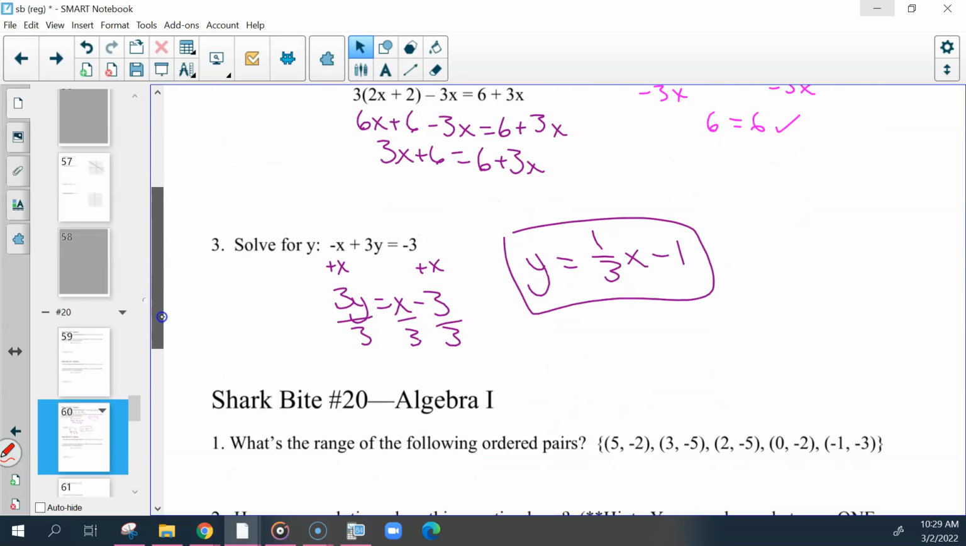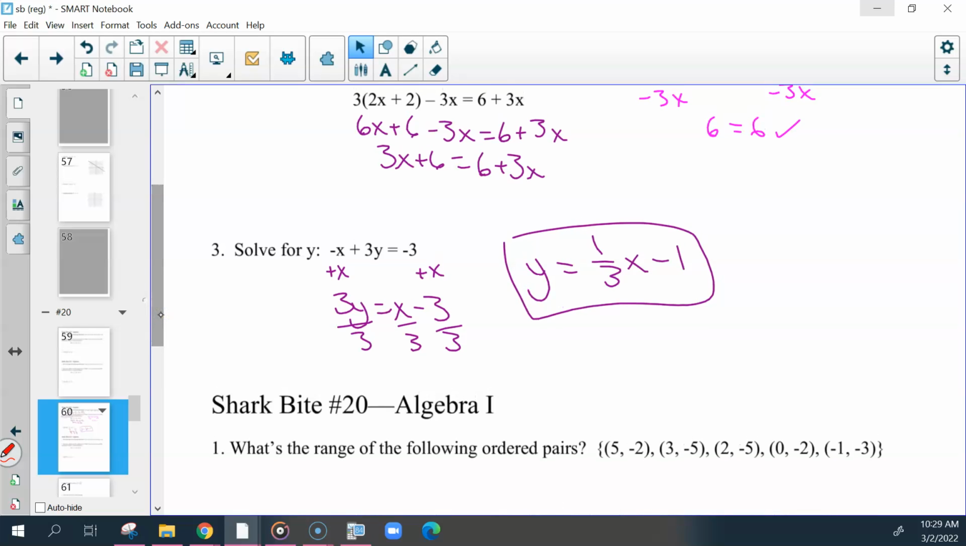Number 3, we needed to solve this for y, add x to both sides, divide everything by 3. So we would have y equals 1/3 x minus 1. Why are you adding x? We need to get x away from 3y, and it's already negative, so we have to do the opposite. So add it. But isn't x like an indescribable number?